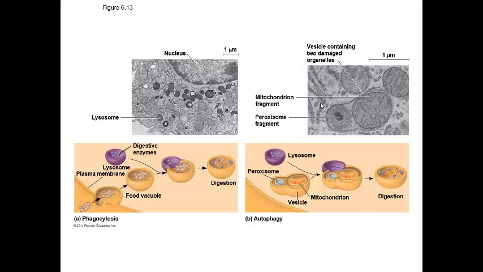If we look here on the right, here we see the process of autophagy. You have a lysosome containing the digestive enzymes, and here you see unused organelles being shipped to the lysosome. You see a peroxisome, you see a mitochondria, and you can see here that the lysosome is going to fuse with the vesicle, and the digestive enzymes are going to break down the mitochondria and the peroxisome, and the cell will be able to reuse its components. It's going to be able to recycle the cell material.